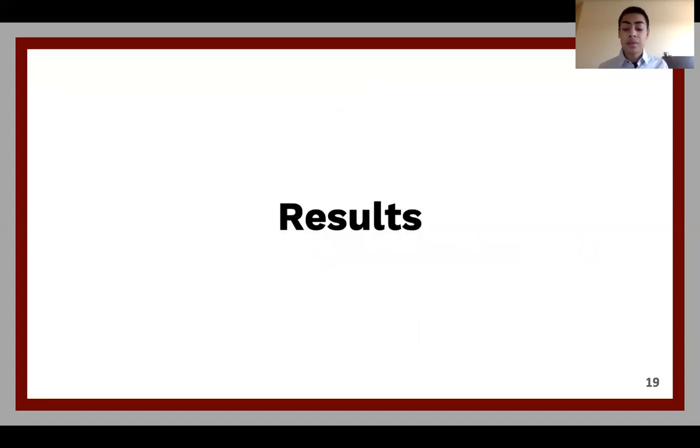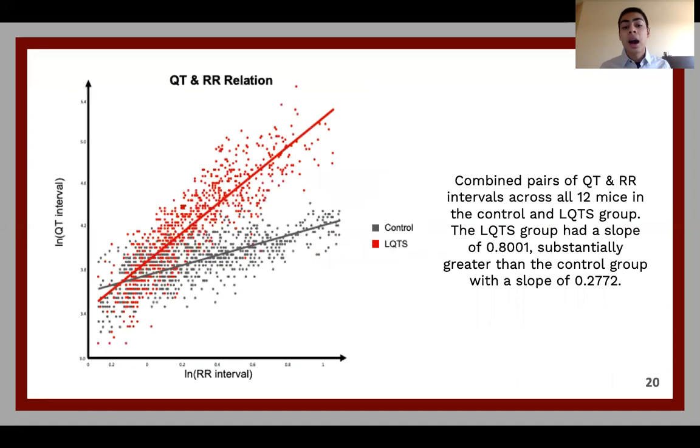So for my results, I first wanted to look at combining the data. So I combined all the data of QT and RR intervals across all the 12 mice in both groups. So in this graph right here, the RR interval is going to be on the x-axis, and the y-axis is going to be the QT interval. I'm seeing how that changes as a function of heart rate.